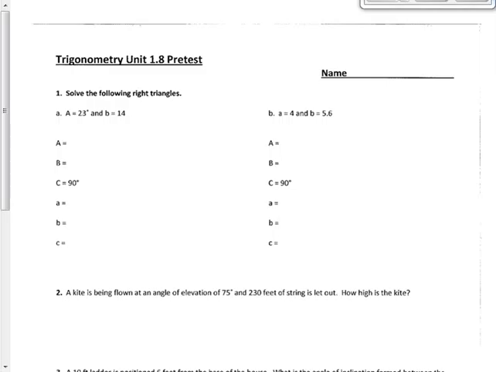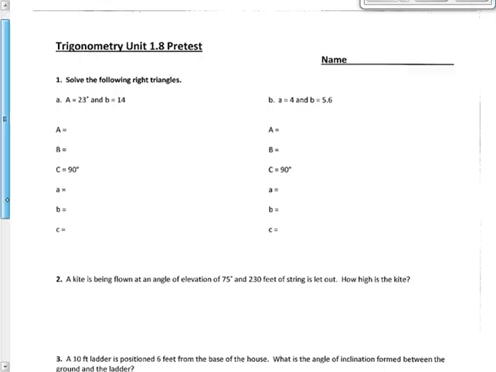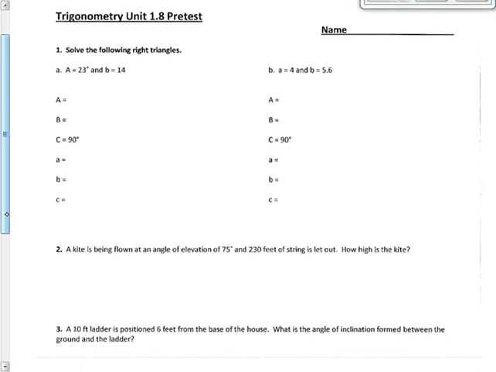So let's take a look here at the pretest. We're going to take a test on just 1.8 here before we move on to solving some trig equations. So solve the following right triangle.